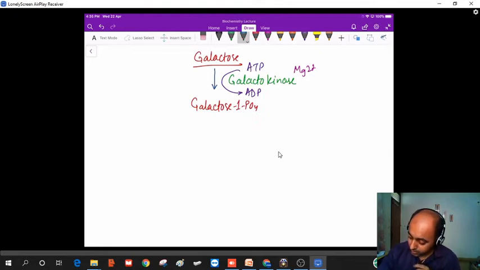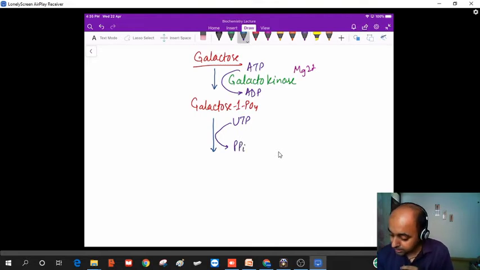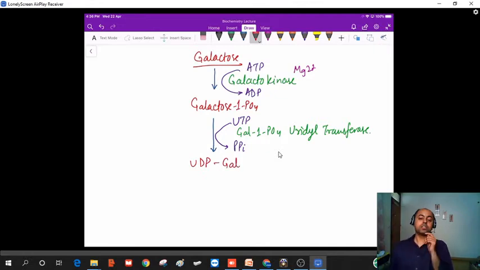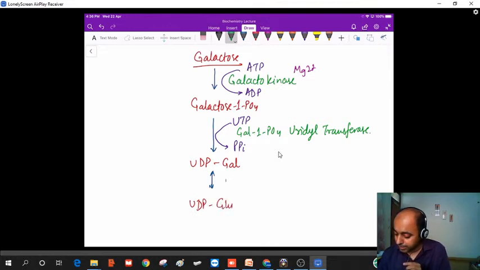The galactose 1 phosphate now combines with UTP. The enzyme catalyzing the reaction is galactose 1 phosphate uridyl transferase. The more common name is just uridyl transferase. Uridyl transferase will give us UDP galactose, and the UDP galactose can be reversibly converted into UDP glucose by the enzyme epimerase.